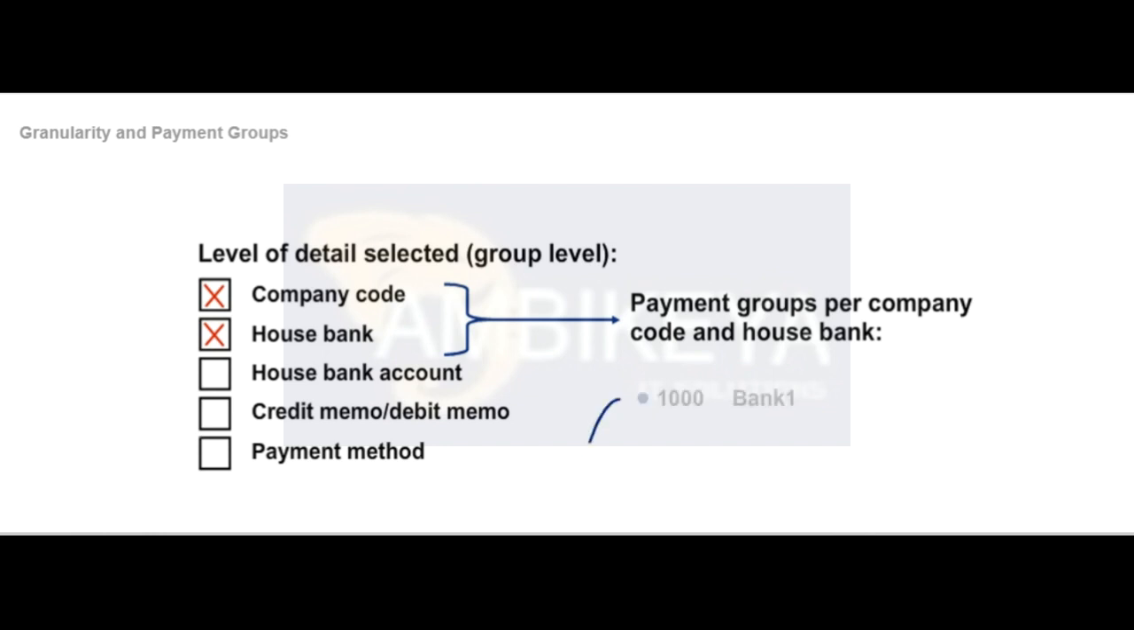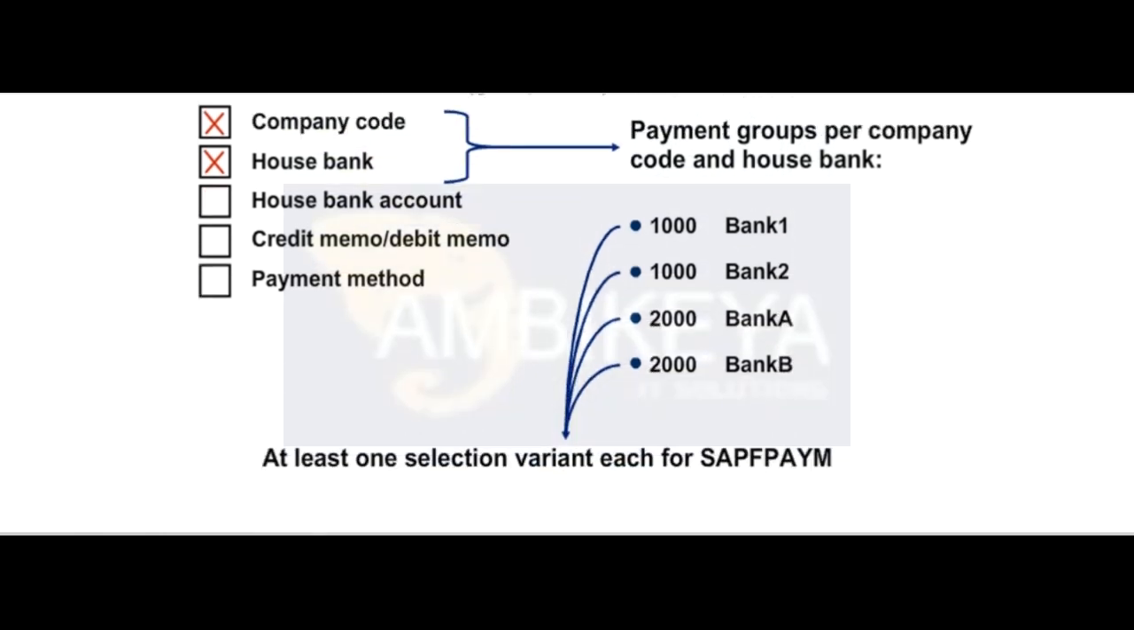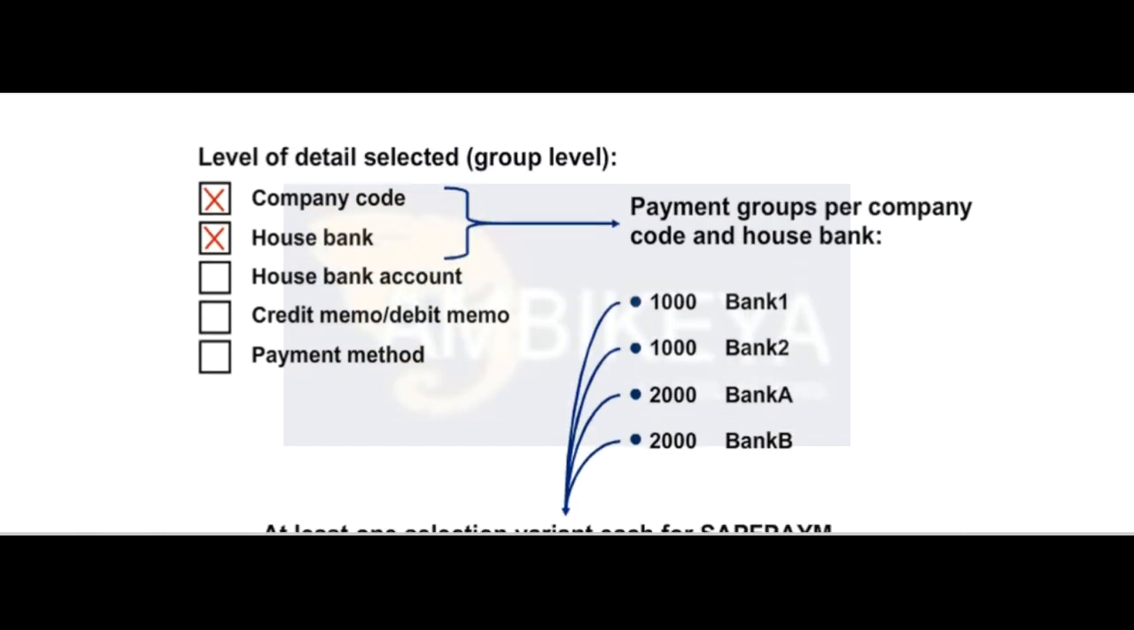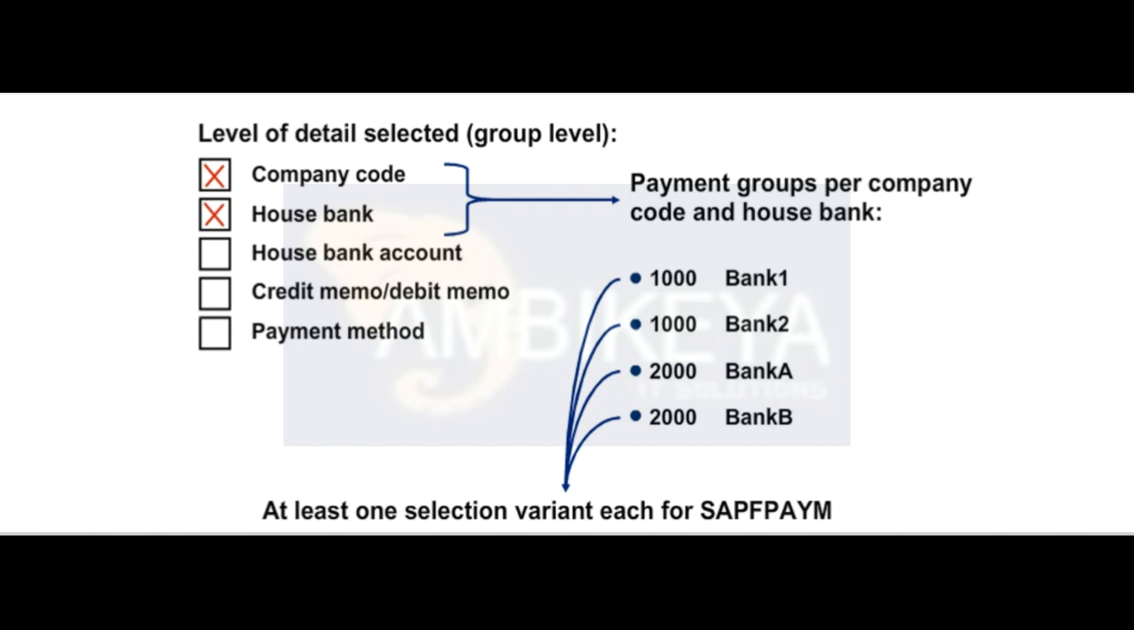You have to define at least one selection variant in the generic payment medium program SAP FPAYM for each payment group. The system processes the payment medium program with all the defined variants. The granularity can be redefined but not reduced for the PMW formats shipped with the system. The reason for this is that the granularity SAP ships is based on the format requirements usually specified by the banks.